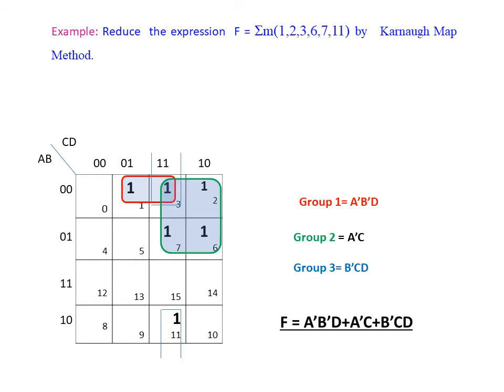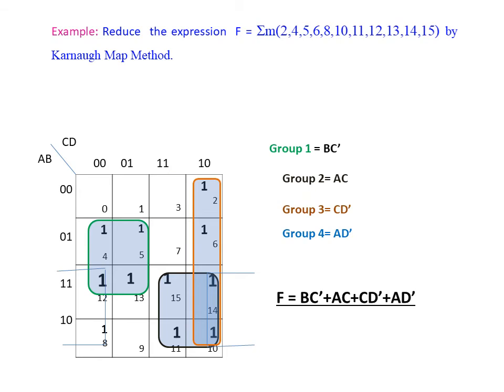In this example, first the 4 cells are grouped and these ones we are grouped with these ones, and these ones we can group with this one only. Then equivalent answers are written for green cell grouping. The common between these two is A bar and common between these two cells is C. And for this red cell grouping, A bar, B bar and the common between these two is D. And for this cell grouping, the common between first and last cell grouping is B bar and C, D.